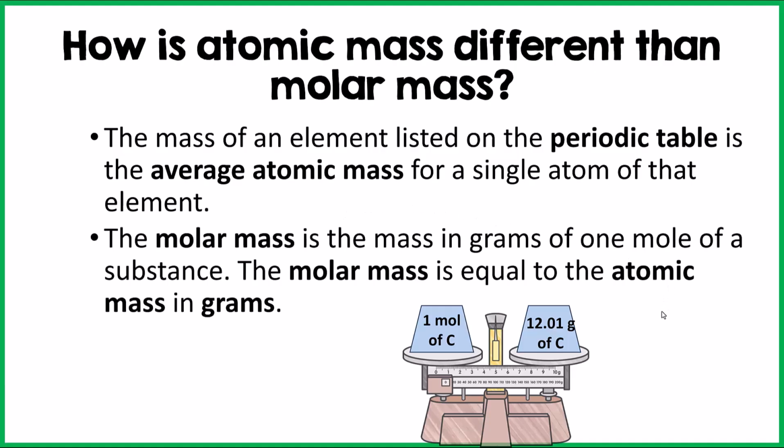And the molar mass is the mass in grams of 1 mole of a substance. And numerically, the molar mass is equal to the atomic mass, but this time we write it in grams. So whereas 12.01 AMUs would be the average atomic mass of a carbon atom, we now say that 12.01 grams of carbon is equal to 1 mole of carbon. So we use the same number to measure 1 atom of carbon as well as 1 mole of carbon.